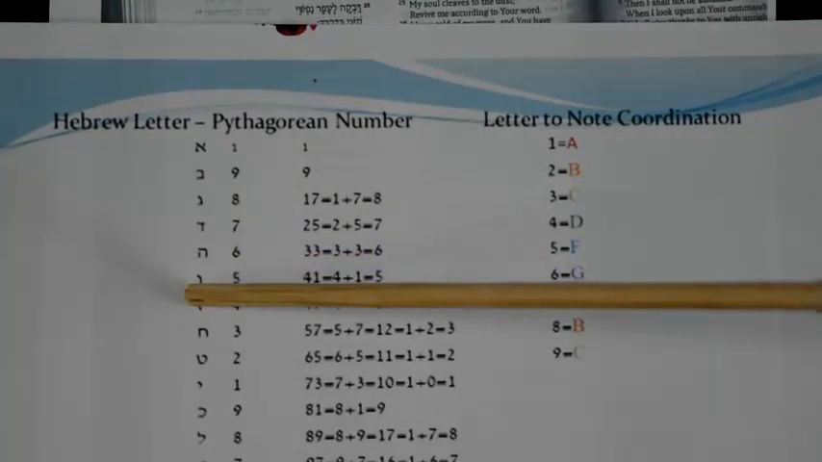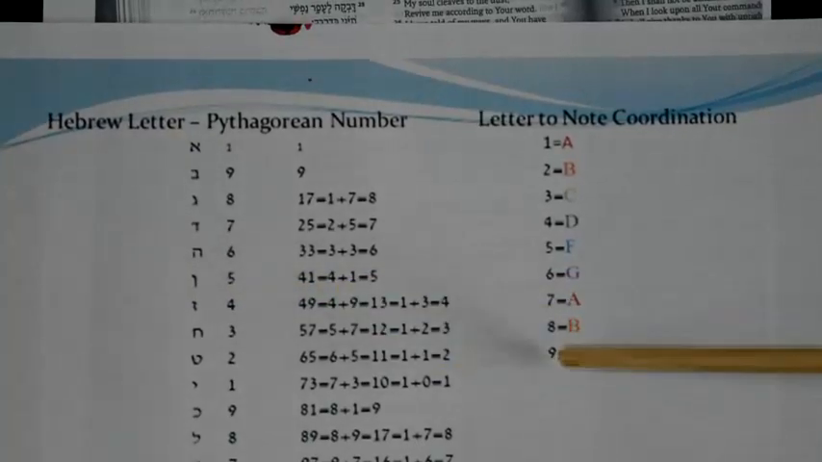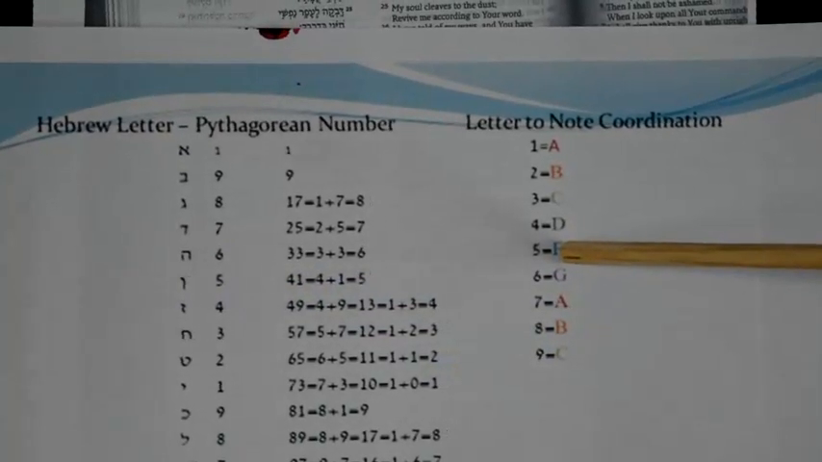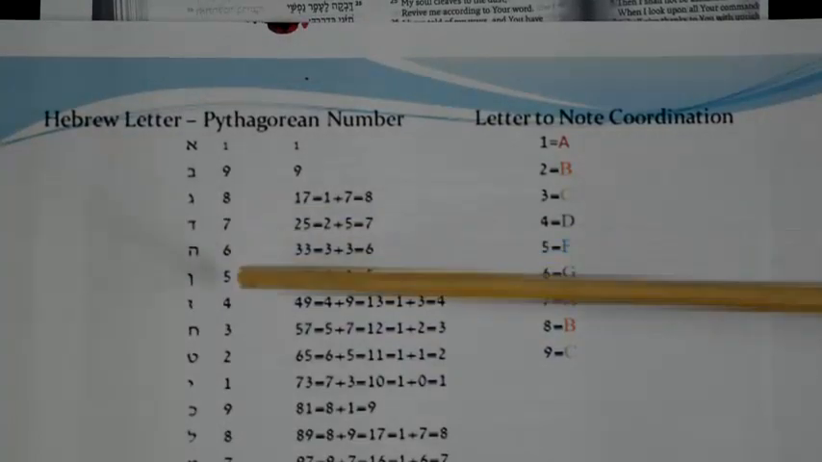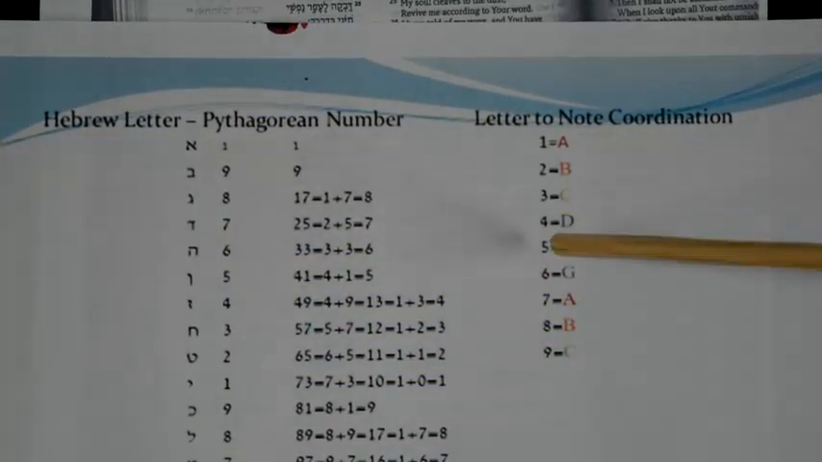Vav, we were just starting on Vav, which starts with number 41. 4 plus 1 is 5. 5 is the note F. And so you can just follow all the way through the letters to find out which notes they are.